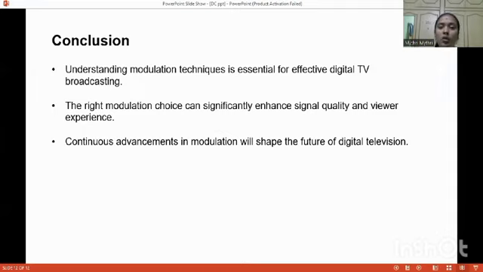Conclusion. Understanding the modulation techniques is essential for effective digital TV broadcasting. The right modulation choice can significantly enhance the signal quality and viewer experience. Continuous advancements in modulation will shape the future of digital television.